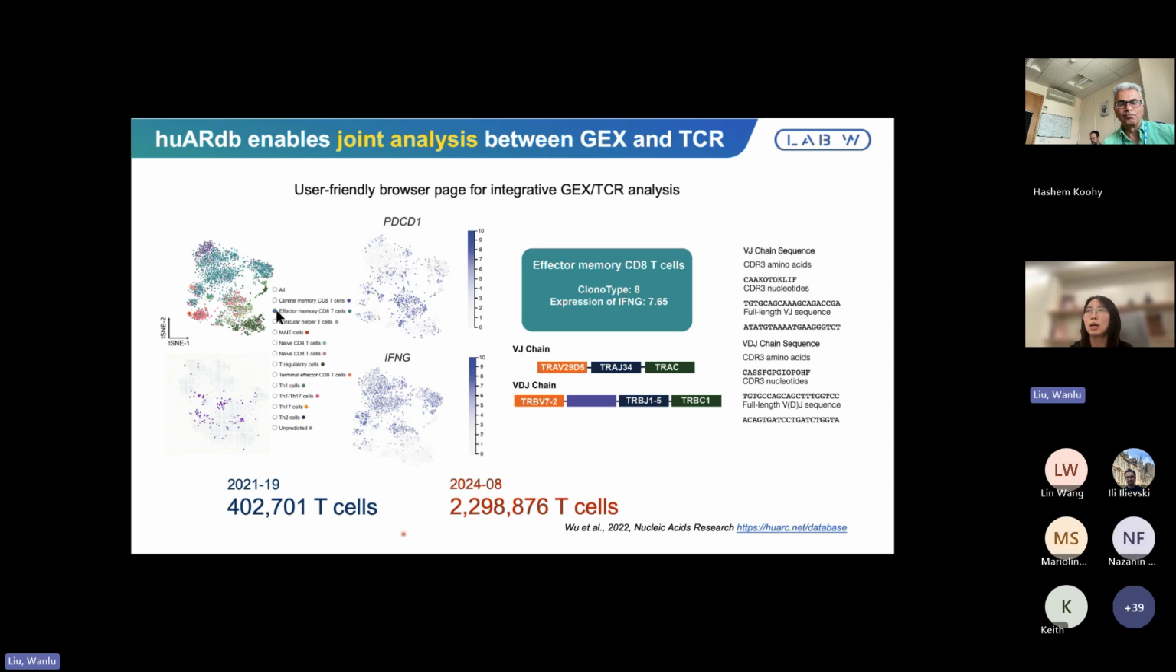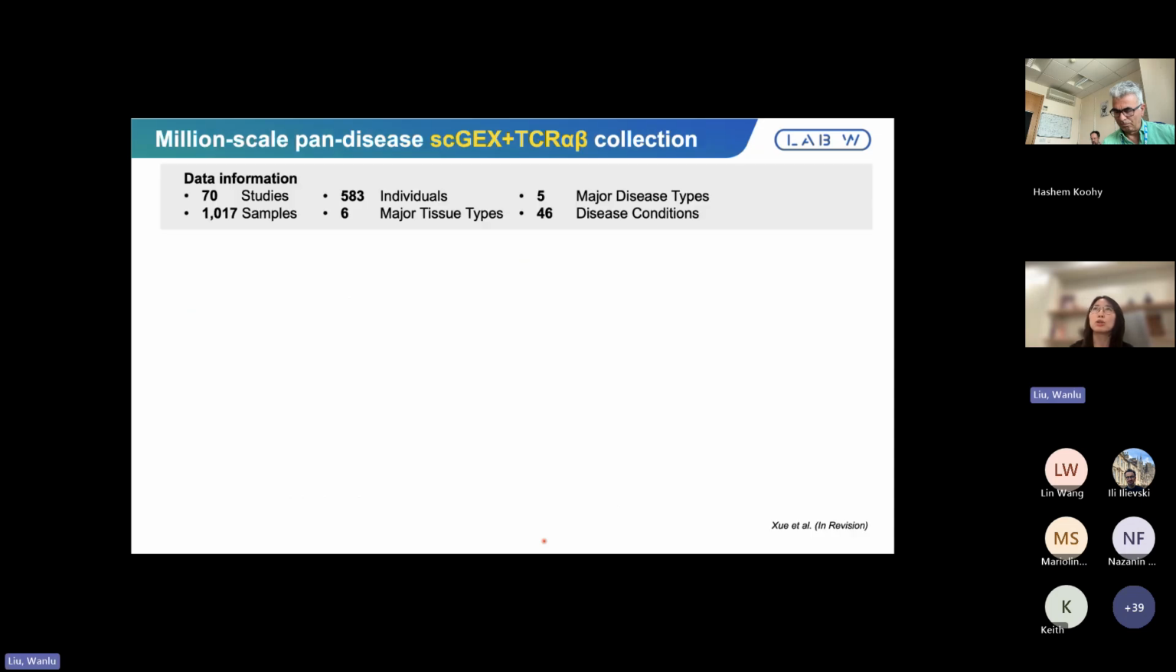And over the past several years, our lab has been continually collecting publicly available single-cell immune profiling datasets. Last year, our database was enriched to more than 2 million T cells. So the data we have collected now is a million-scale pan-disease single-cell gene expression and TCR alpha beta data collection.